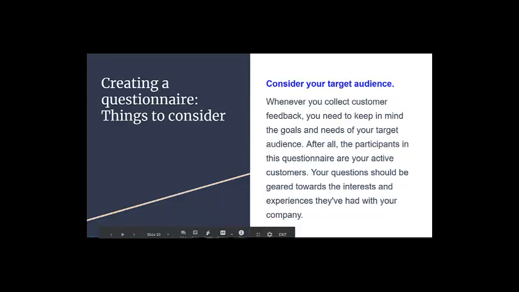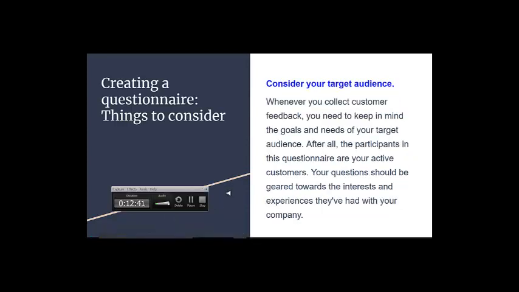Another thing that is important is to consider your target audience. Whenever you collect customer feedback, you need to keep in mind the goals and needs of your target audience. After all, the participants in this questionnaire are your active customers. Your questions should be geared towards the interests and experiences they have had with your company.